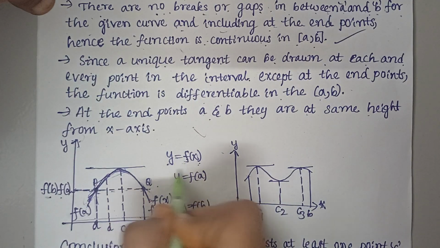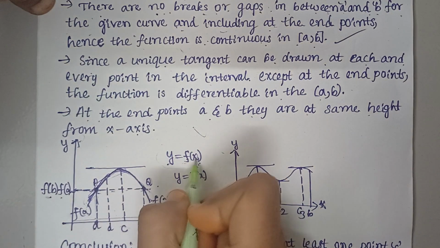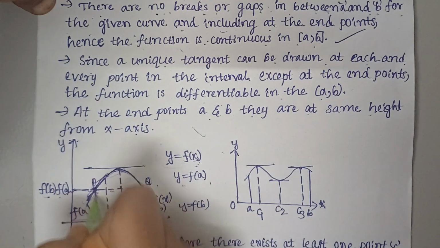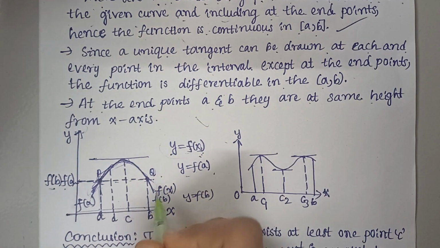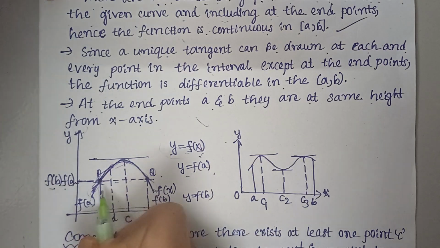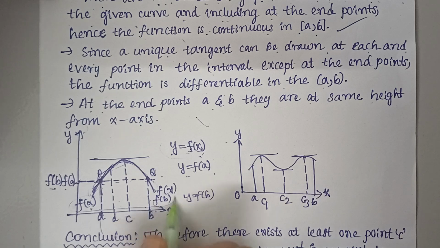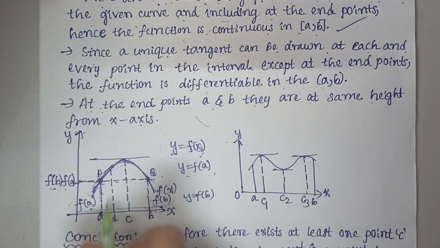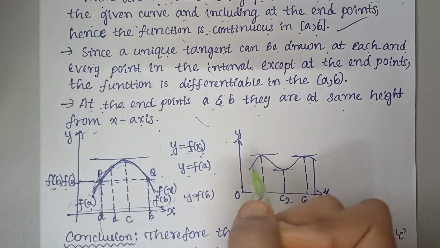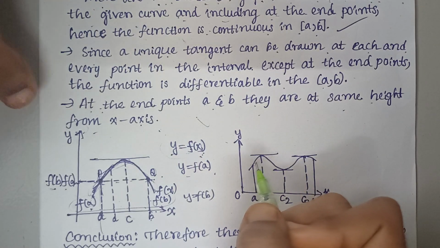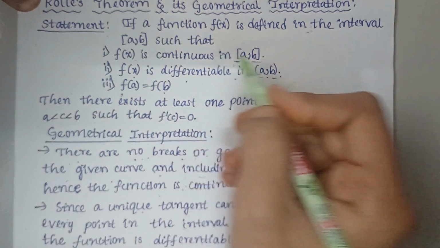So if we consider that a function is y is equal to f of x, at the point a, since your x is equal to a, y is equal to f of a, and y is equal to f of b, since both are at the same height from the x-axis, we say that f of a is equal to f of b. At the endpoints a and b, they are at the same height from the x-axis. That is why we say that f of a is equal to f of b. This is how these three conditions have arrived.